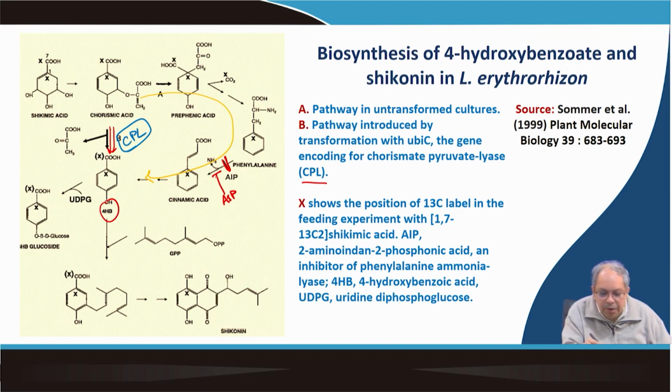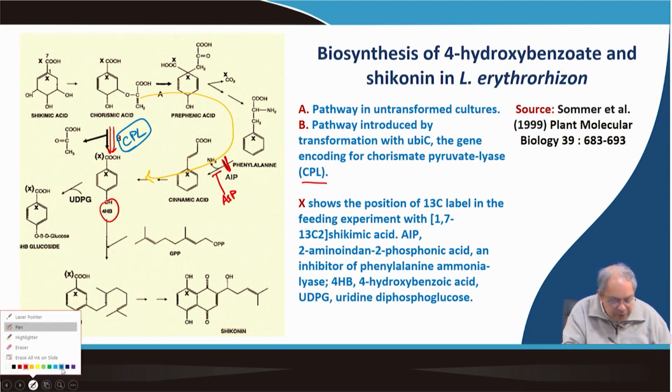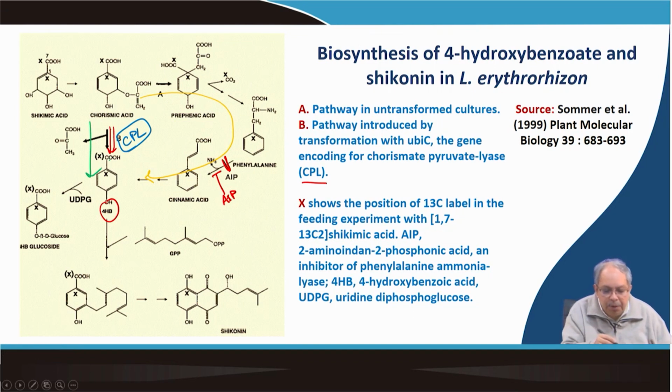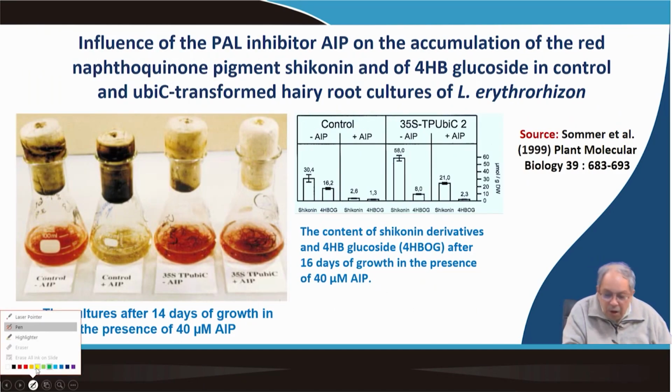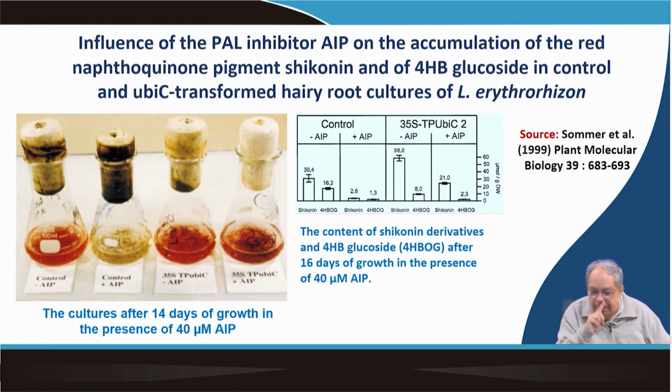So, upon feeding of AIP, what is going to happen? If it blocks here, then there will be some production of shikonin if the pathway moves in this direction, and if the pathway is not moving in this direction, then the total shikonin pathway will be blocked. So, here they have nicely put the outcome of such experiment. So, you see here that this is the control root line where no UBIC gene is there, and this is the transgenic root line where UBIC gene is there. So, plus AIP means in the control root line they did feeding with AIP, and minus is no feeding.